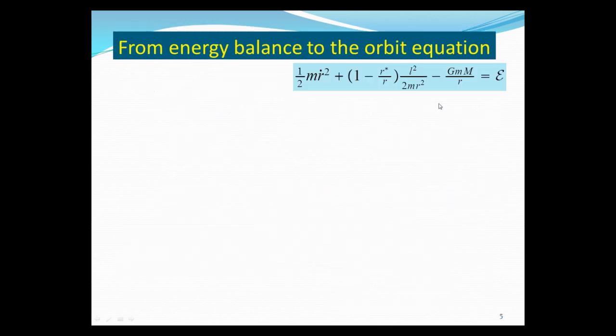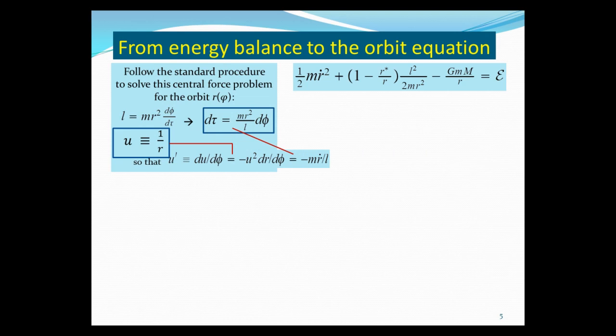So now we're going to go from the energy balance equation to the orbit equation to solve for the orbit of the planet. We follow exactly the same procedure as you do in a mechanics course for the central force problem. First of all, because the orbital angular momentum is related to d phi d tau this way, and L is constant, d tau can be related to d phi. In fact, we're going to replace the d tau by differentiating with respect to the orbital angle.